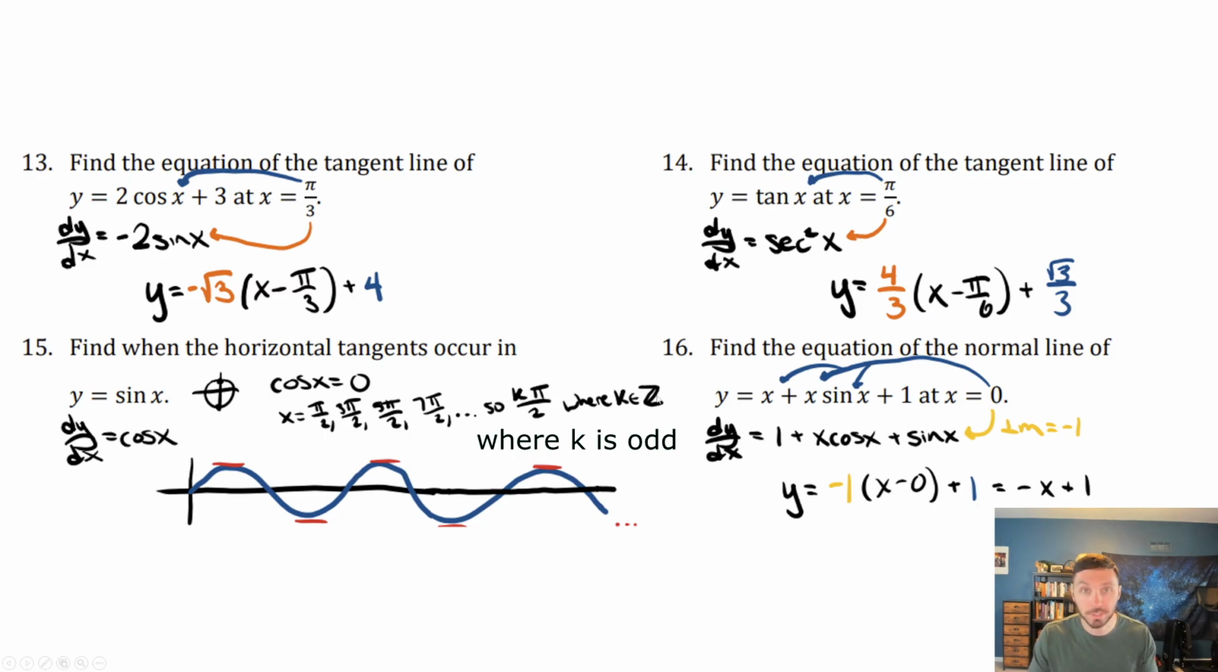I'm not sure how much you'll need this in your class. This was more of just a conceptual highlight of the fact that there's an infinite number of moments where you have a horizontal tangent for sine and for cosine. So for all the odds, over 2.